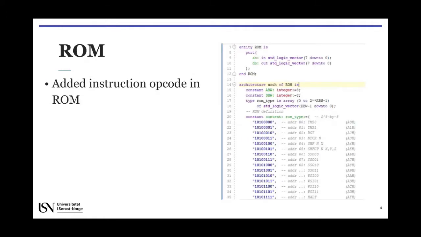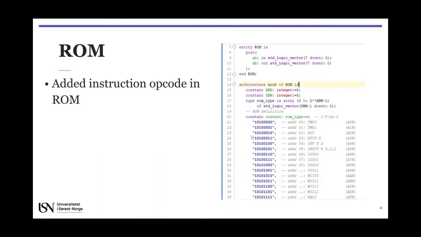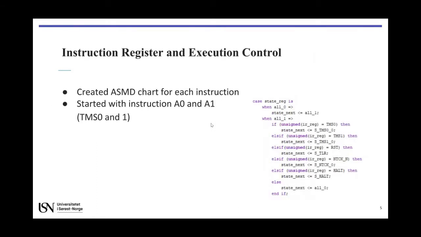So the first thing that we actually did for our coursework was to add all the opcodes for the instructions inside the ROM. So as you can see here, we have stored all the opcodes for the different instructions inside the ROM. This will be used for the program counter. So when the first instruction is run, the program counter will increment, and we will run the next instructions after.